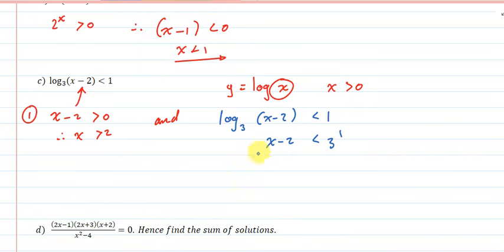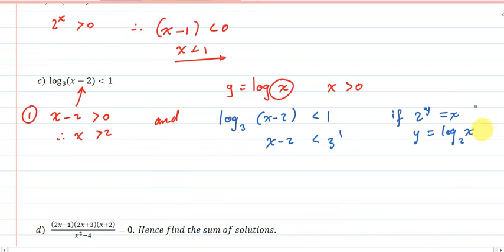So what we have now is, remember, if 2 to the power y is equal to x, then y is equal to log x base 2. So all we are doing here is we're just reversing this process, right? So we got log of x minus 2 base 3, which is less than 1. So 3 is the base. Remember, the base is here as well. So 3 to the power 1, x minus 2.